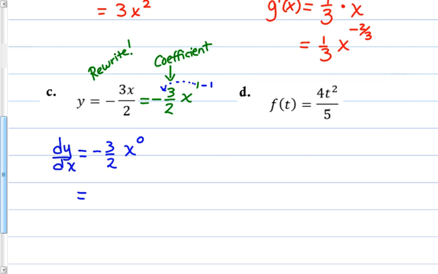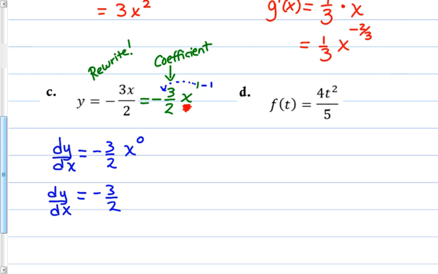What is x to the 0 power? What's anything to the 0 power? The answer is always 1. So really what I have here is negative 3/2 times 1. But I don't have to write the times 1. So now I just have negative 3/2. My derivative is negative 3/2. Every time you have a lonely x, just one little x, your derivative is actually the number in front of it. Negative 3/2, the coefficient.